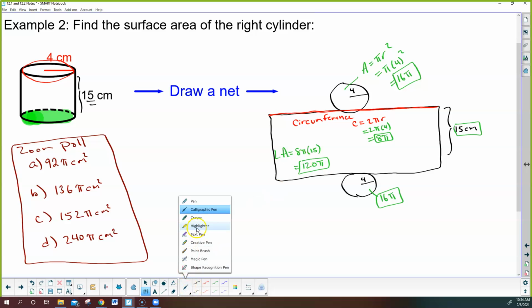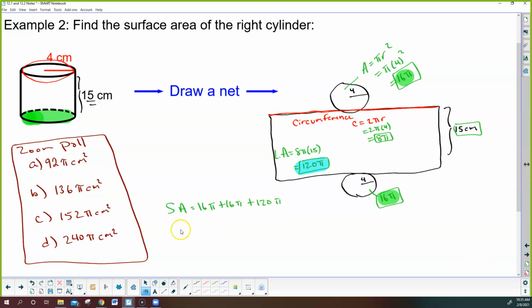So now, if I want to add up the area of the two bases plus the area of the lateral area, 16 pi plus 16 pi plus 120 pi, that gives me 32 plus 120 is 152 pi centimeters squared. So answer C, that was the one that was the most common. Okay. All right, be careful if you answered B, that means you found the area of one circle, but not the bottom. And just remember, the cylinder has a top and a bottom. So be careful on that.